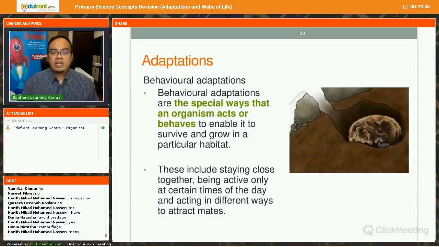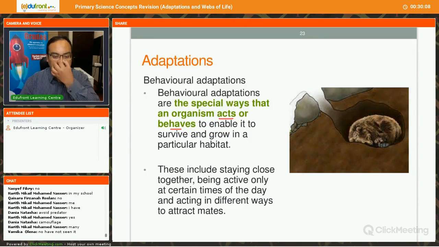What about behavioral adaptation? Just now we discussed structural adaptation, which is related to the physical structure or the body of the animal itself. Now, behavioral adaptation is the special ways in which an organism acts or behaves to enable it to survive and grow in a particular habitat. This includes staying close together, like penguins. They stay very close together to protect themselves from the cold.